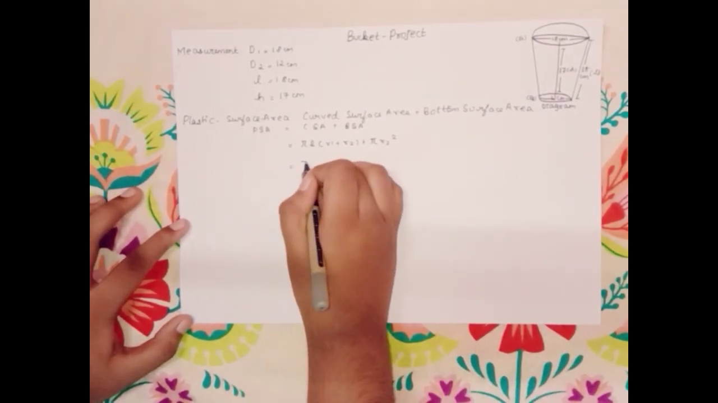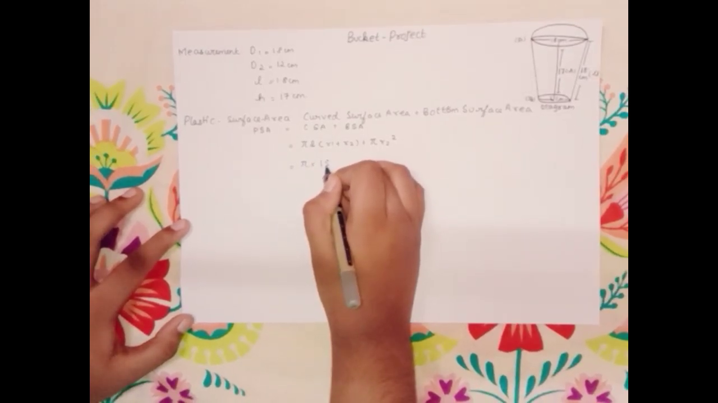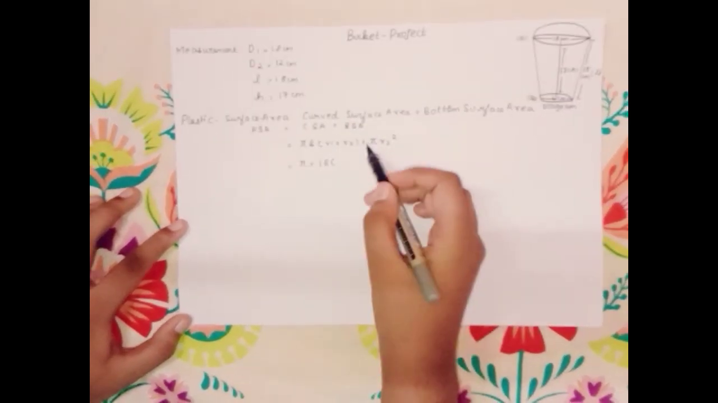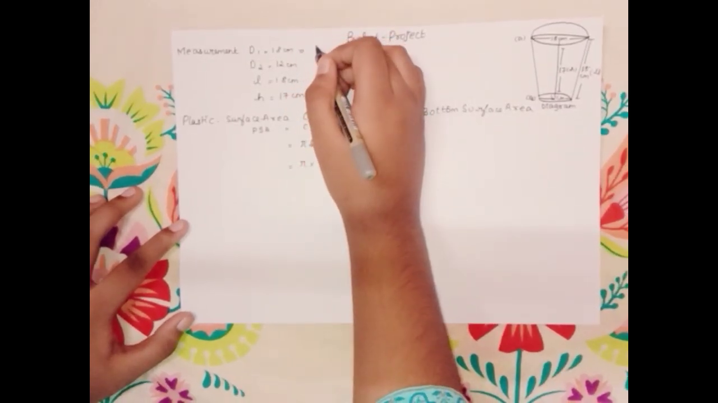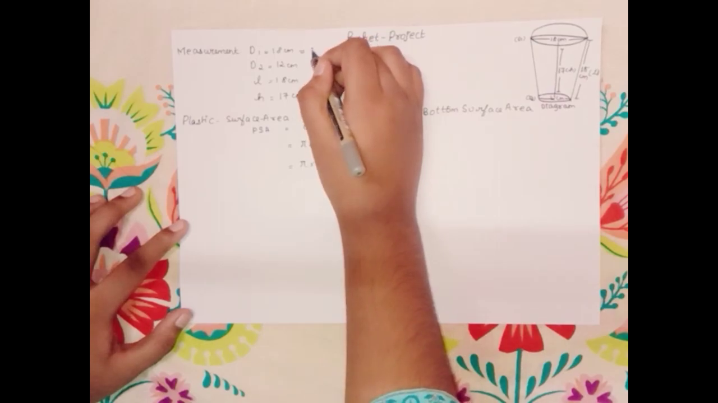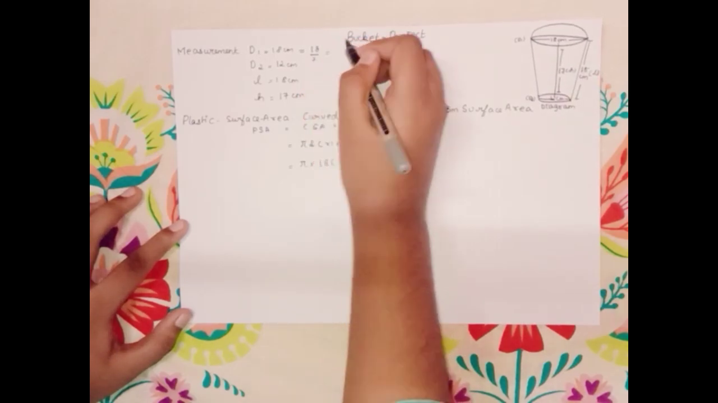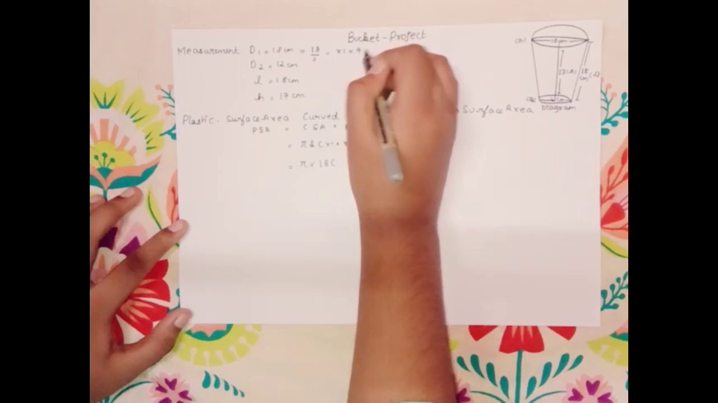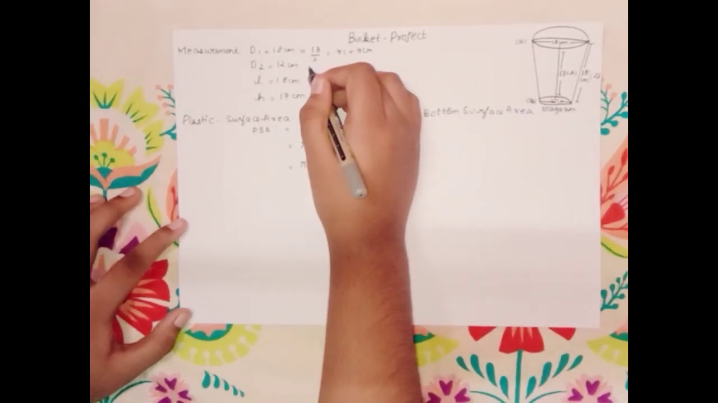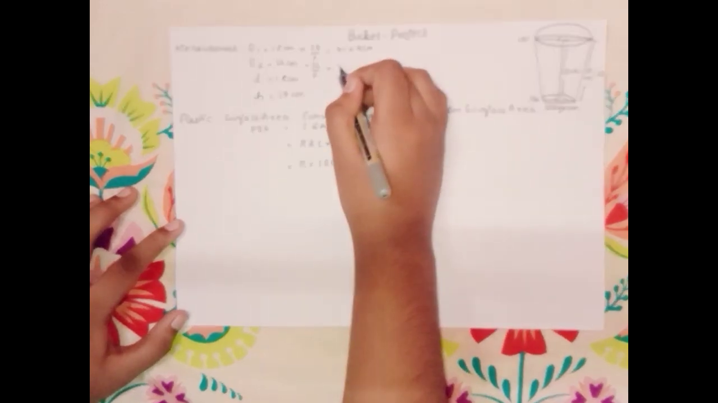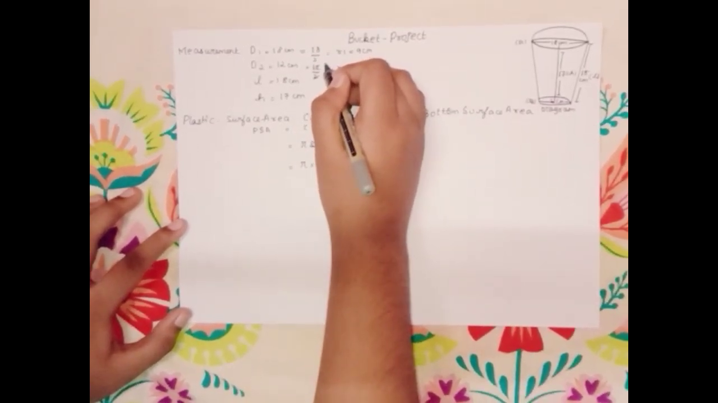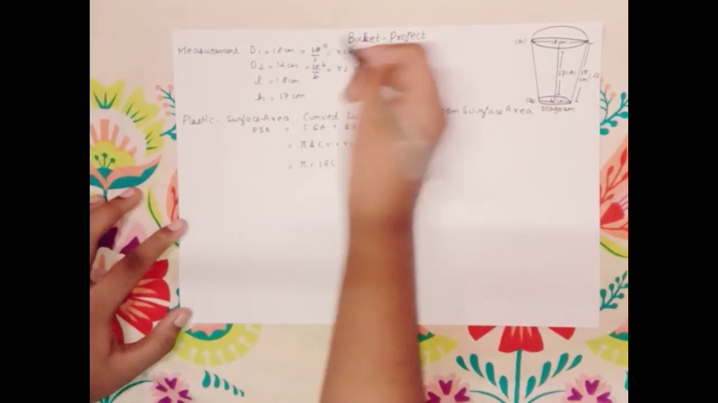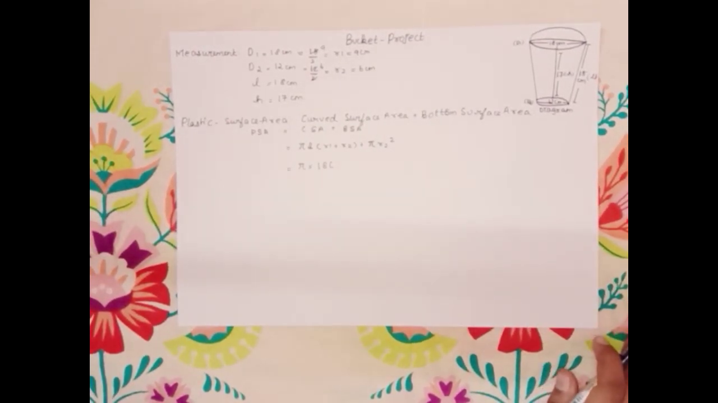Let's substitute the values. Pi into 18 into R1. So we need the radius. So let's change it into radius. The diameter 1, that is 18 centimeter, in radius we will be getting 9 centimeter. And the diameter 2, that is 12 by 2, is equal to 6 centimeter. So we have arrived at the radius as 6 and 9. So now it will be easy for us to substitute here.